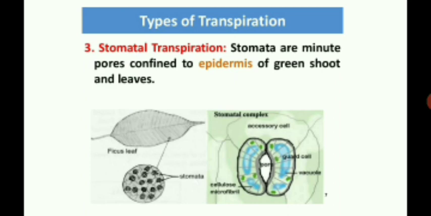Third one, stomatal transpiration. Stomata are minute pores which are guarded by kidney-shaped cells called guard cells, which are mainly found on the lower surface of the leaf. So when water is lost in the form of water vapor through these minute pores, that is stomata, that type of transpiration is called stomatal transpiration.